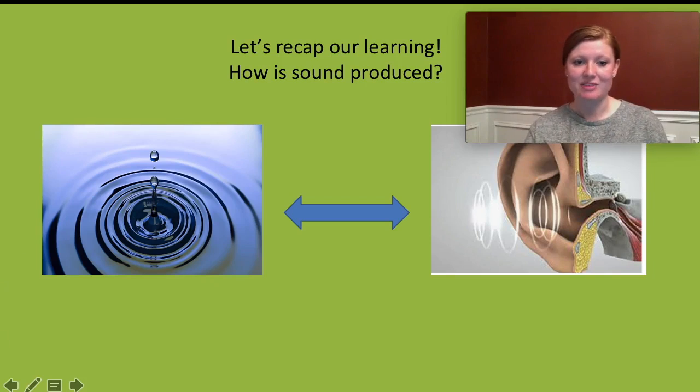Okay, my friends. Make sure that you turn and talk to a partner, recap what you've learned, think about how sound is produced. You can even use your instrument to explain how sound is produced.